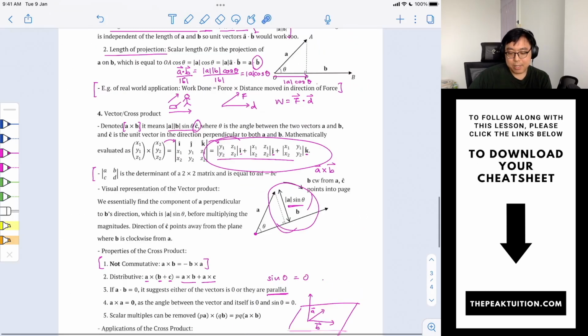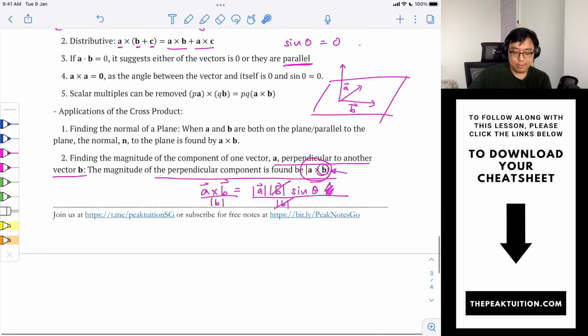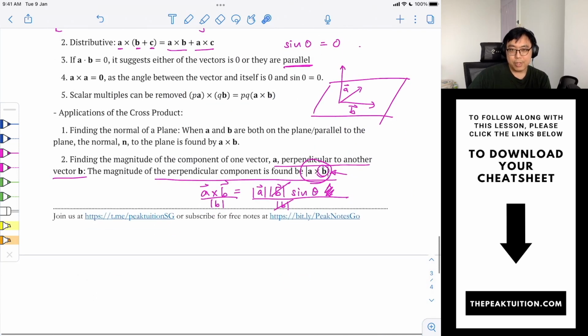Okay, and that sums up the chapter of vectors, part 1. I hope this was helpful for you, and happy studying.